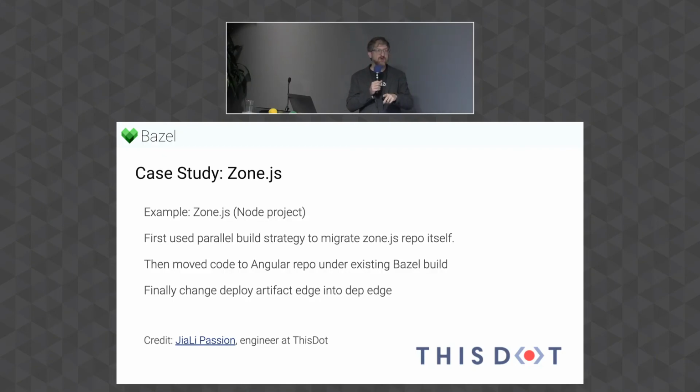But at that point, and actually still true today, that edge is not a source dependency edge, but it's a binary artifact dependency edge, because that's the easiest thing to do first. So there's still a publish step followed by a consume step, and then you change that edge to be a source dependency. And credit to Jali, who works at ThisDot, who did a lot of that migration work.